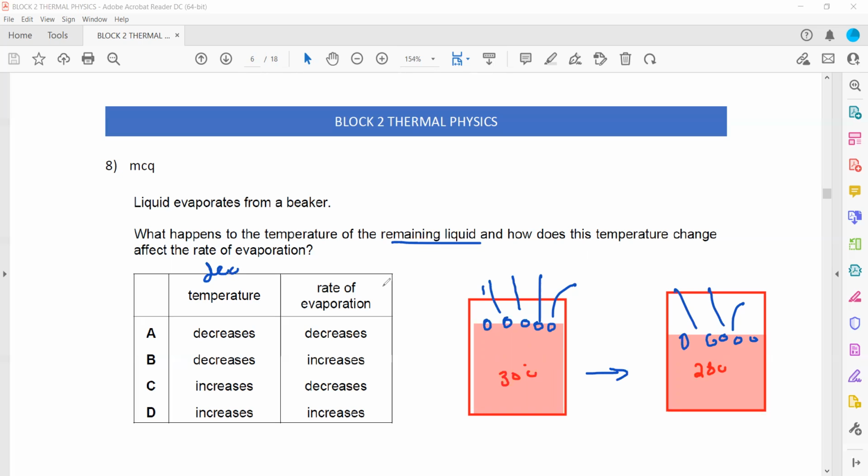And what happens to the rate of evaporation? Because the temperature decreases, the rate of evaporation will also decrease. So at high temperature, the liquid evaporates faster, but at low temperature, the liquid evaporates at a slower rate.